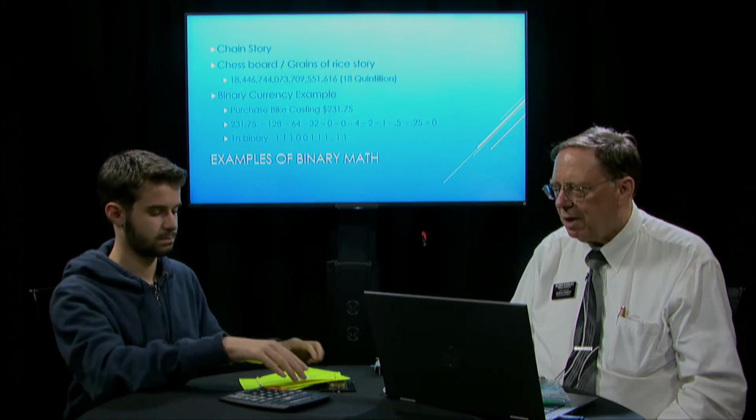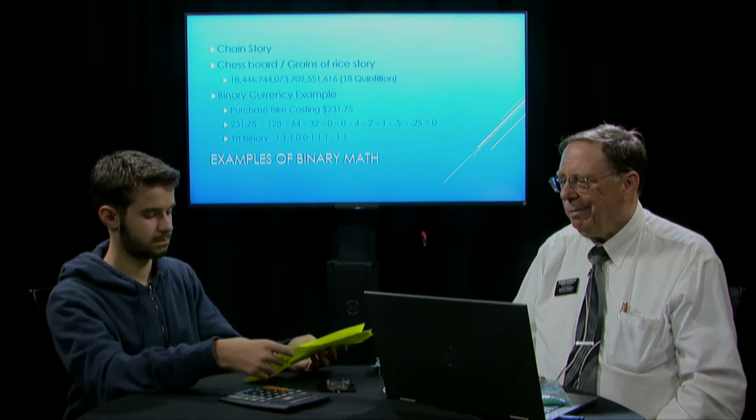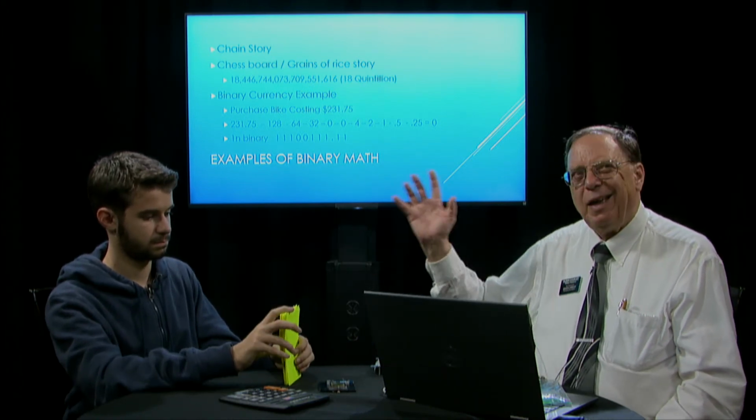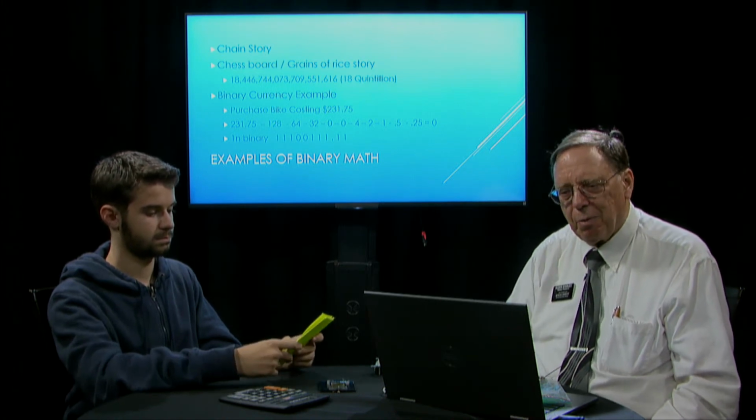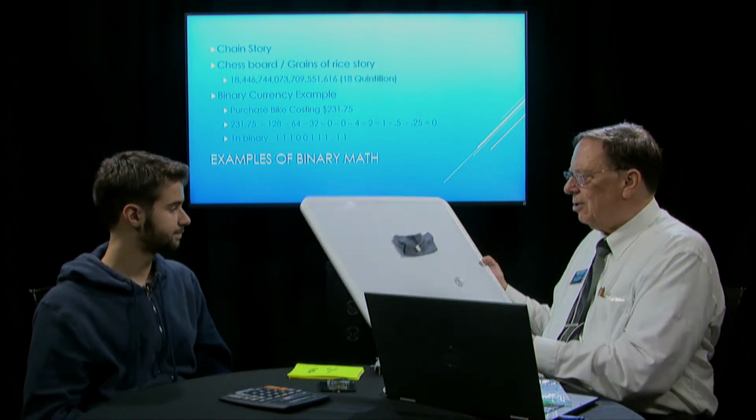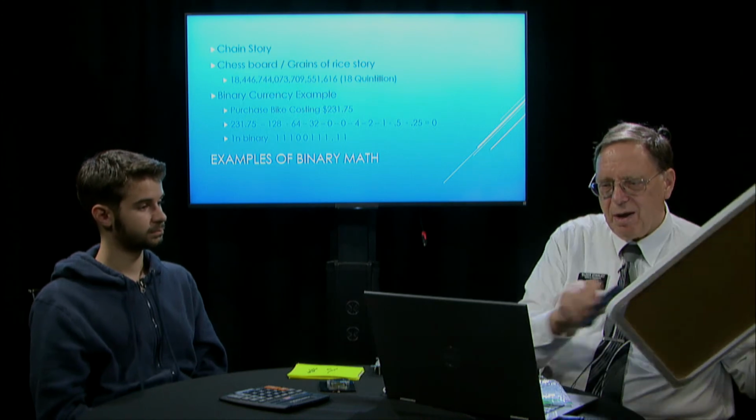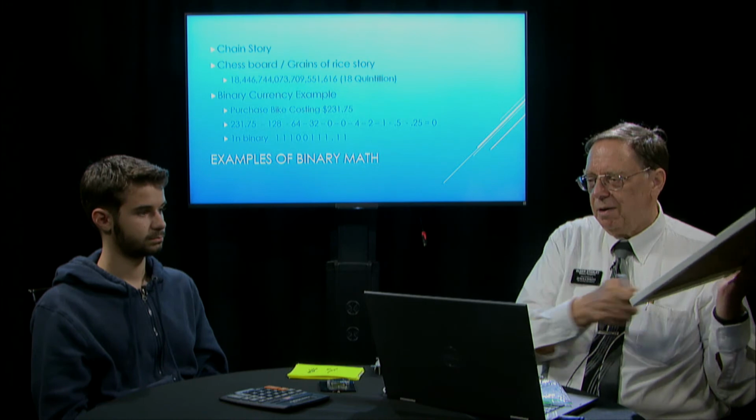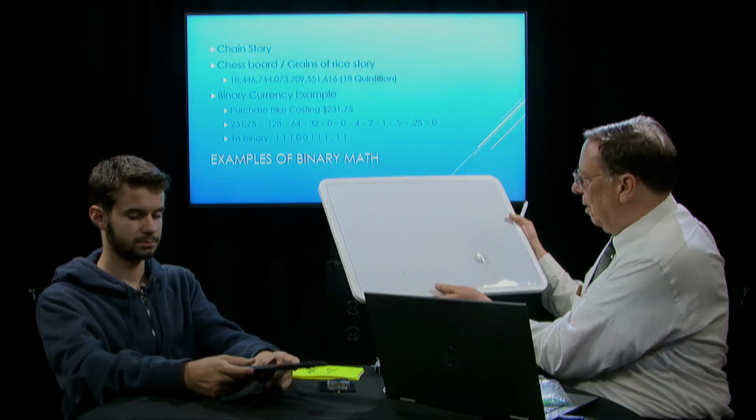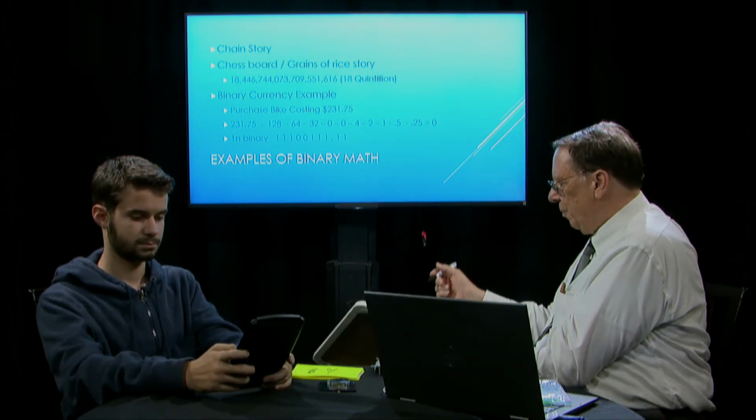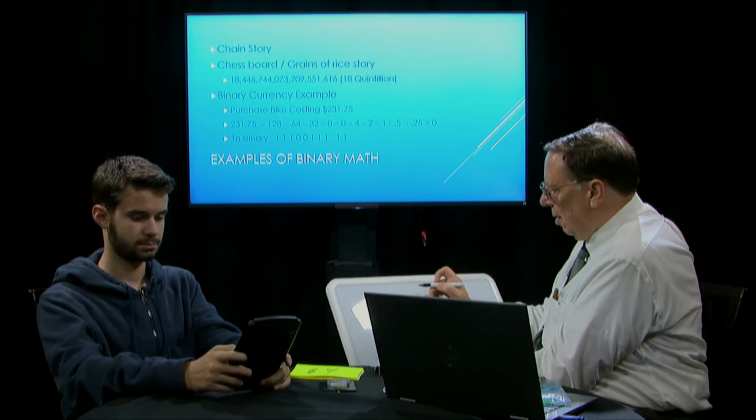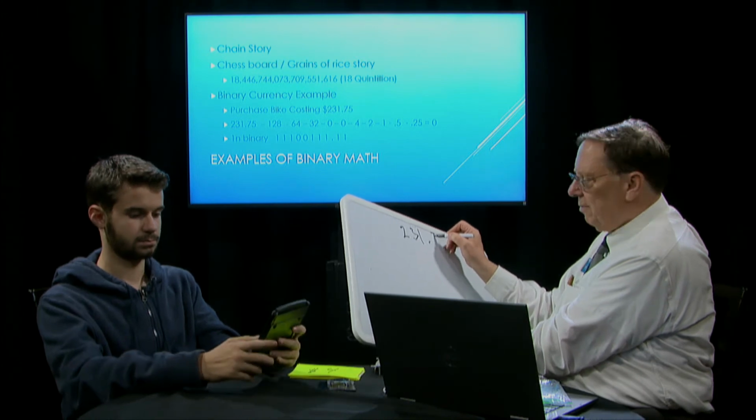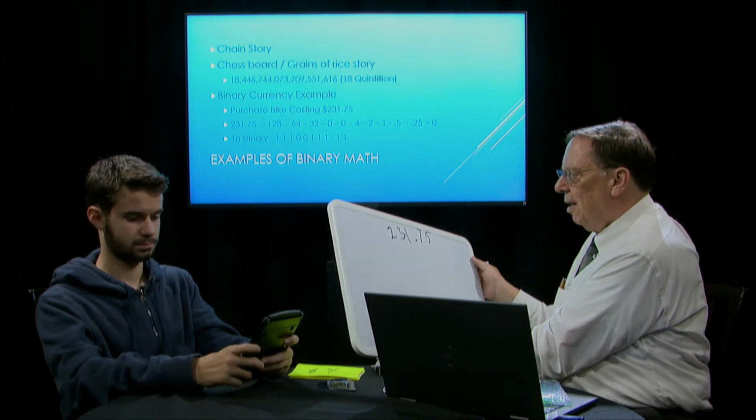What would be the advantage of having a binary currency? Well, in your wallet, you'd never have to have more than one of each thing to buy anything. And so let's see how that would work. Let's say we want to buy a bicycle, and the bicycle costs $231.75. So you can put that in a calculator if you want. $231.75 is how much our bike costs.